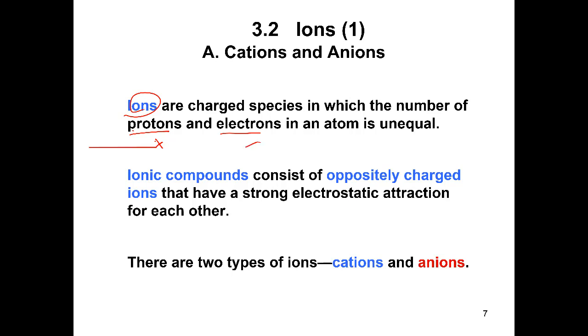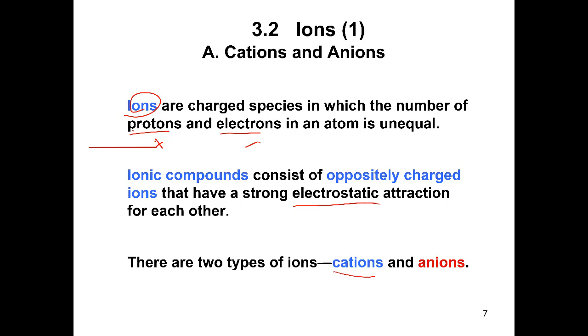Ionic compounds basically have these oppositely charged ions that are going to be strongly bound to each other in what's called an electrostatic attraction. So they're not technically merged together, but they are attracted together strongly enough that they basically move around together. There are two types of ions.